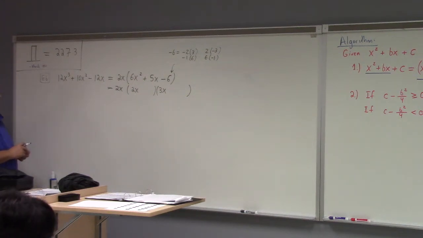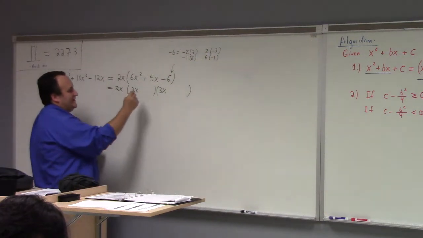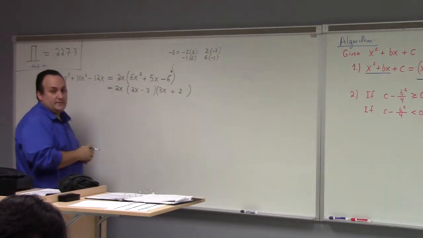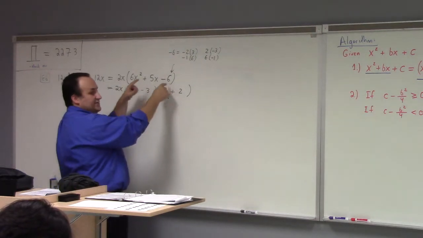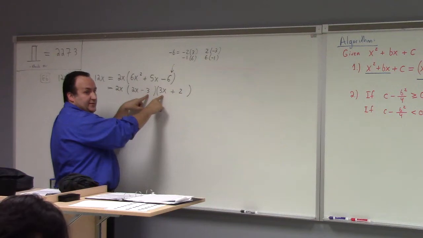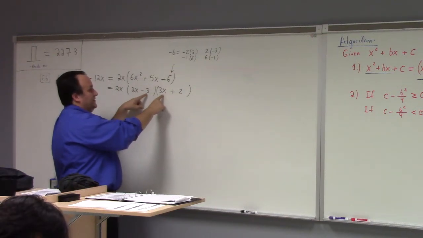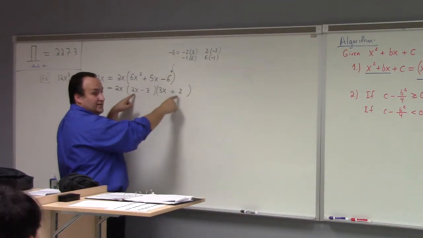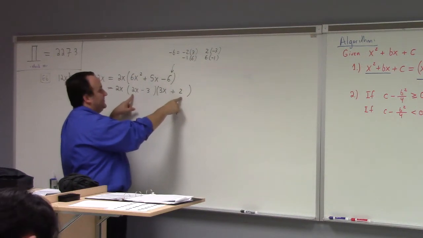So I'll try minus 3 and plus 2. Does that work? I don't know. Let's see. Definitely I have the minus 6, right? But let's check the middle term. So we have 3 times minus 3, which is minus 9x, right? 2 times 2 is 4. So we have minus 9 plus 4, minus 5.